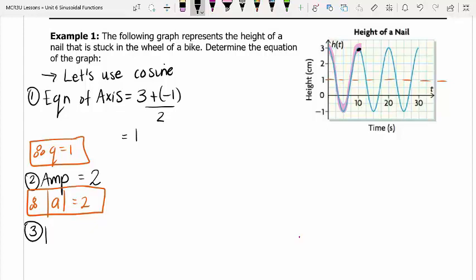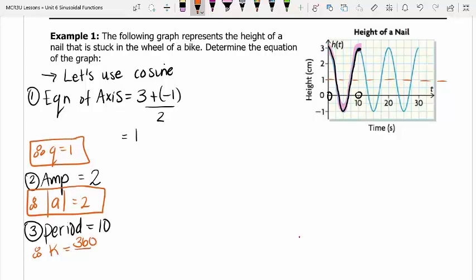Let's look at the period. One cycle is highlighted here. So let's look at the difference of the x values. It starts at 0, finishes at 10, so that means one cycle is 10 seconds. So the period is 10 seconds. And the period from the graph is related to the k value in the equation. So therefore, if we know the period, we can find the k value.